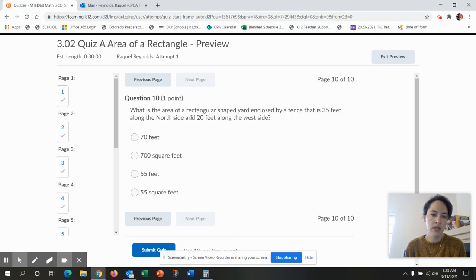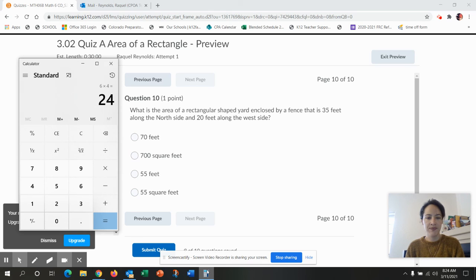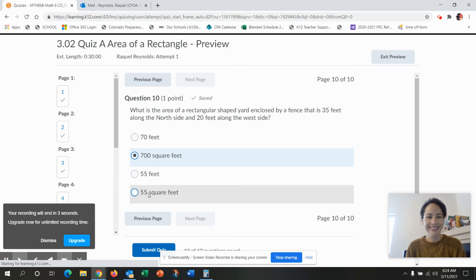Last question. What is the area of a rectangle-shaped yard enclosed by a fence that is 35 feet along the north side and 20 feet along the west side? Never eat soggy waffles. So 35 feet up here, 20 feet there. It doesn't matter. It tells you how long, how tall, or how height. It tells you the base. Let's do it. Ready? 35 times 20. 700 square feet. Well done.